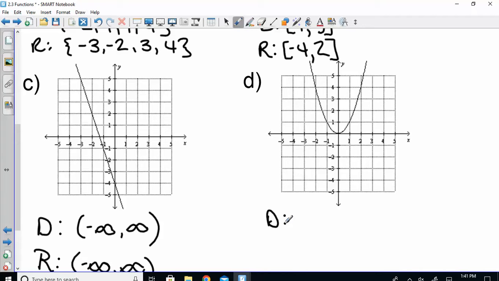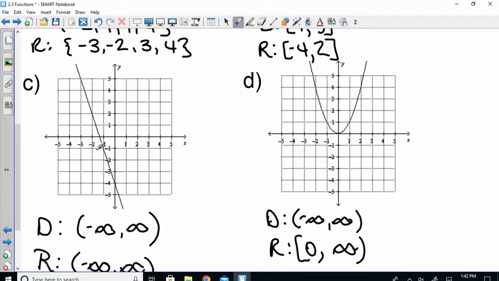Domain. So this is a parabola. So as it keeps going, it's going to keep getting wider and wider. So from left to right, what do we hit? All real numbers, so negative infinity to positive infinity. The range, bottom to top. So the lowest value we hit, 0. We do touch it, so it gets a bracket, comma. The last thing we hit, infinity, because it doesn't stop rising.